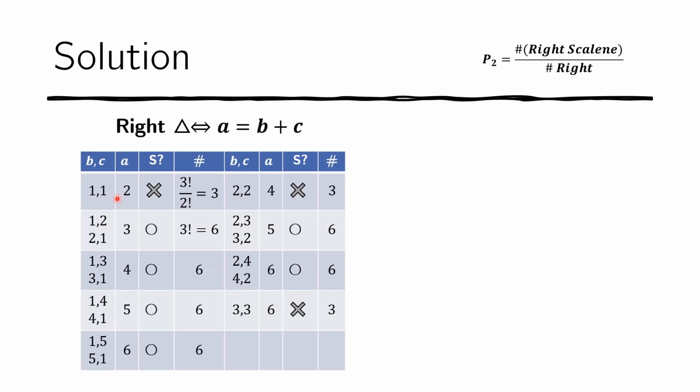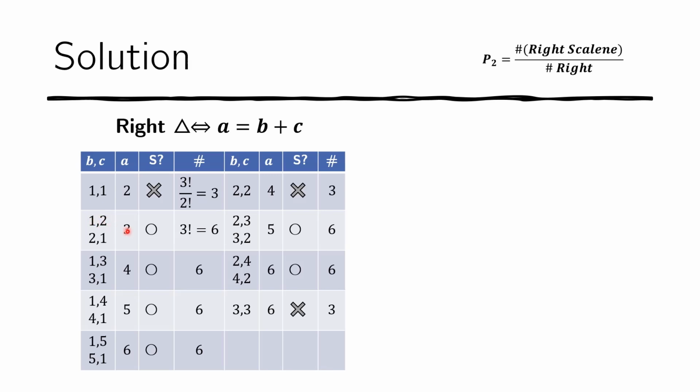Now let's move to the next possible right triangle. The way we do that is we just increment one of the sides. Let's say we increment C from 1 to 2. So 1, 2, and then we also list the reverse, 2, 1. Because both of these will have 1 plus 2 or 2 plus 1, and will have the same A, which is 3 in this case. Now, are these cases scalene triangles? Clearly, yes, because that's 1, 2, and 3.